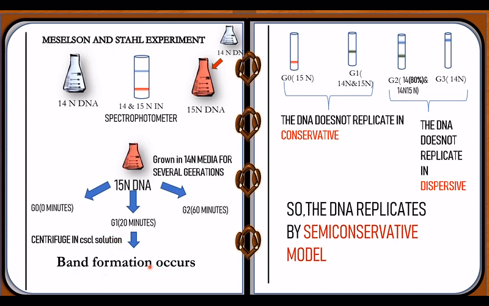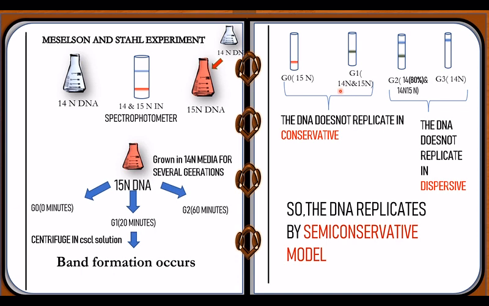Here you can see the band formation. G0 is generation 0. At 0 minutes, only 15N DNA will be present, so only the red color isotope is present, and it is at the bottom. Next, in the G1 generation, it is a 14N and 15N hybrid, because 15N DNA is grown in 14N media. It gives a 14N and 15N hybrid as the result.